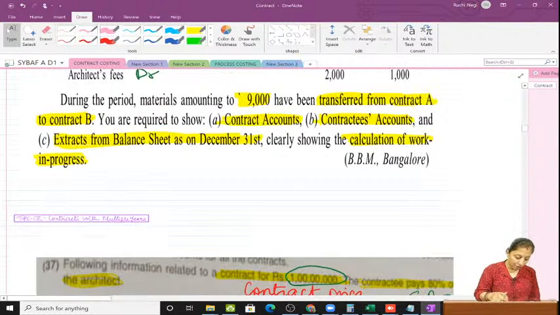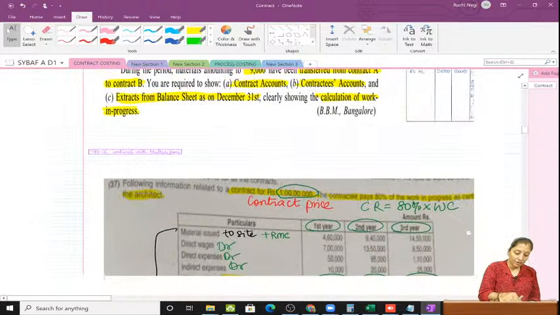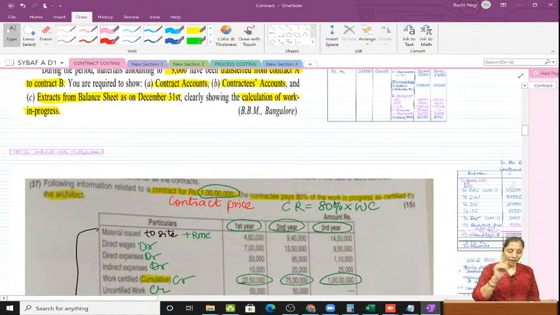Okay, then you have sums based on contracts with multiple years, meaning the opposite: one contract with more than 1 year. Only one contract but with more than 1 year. Okay.